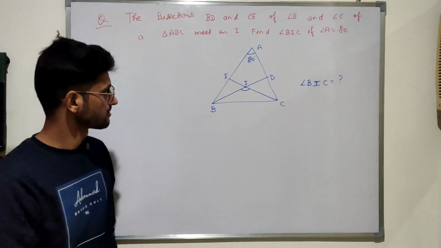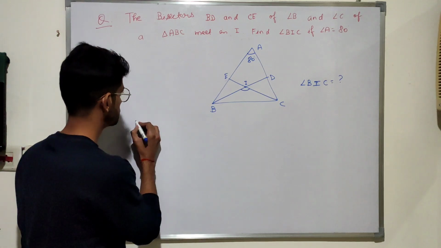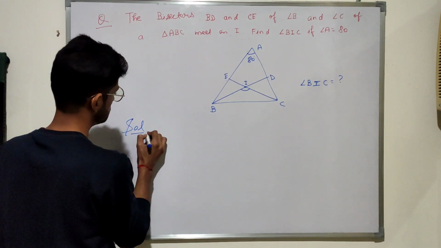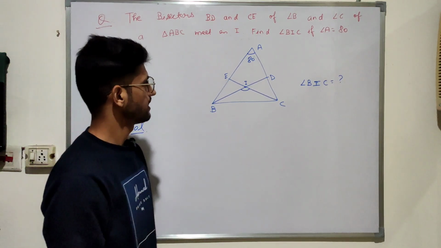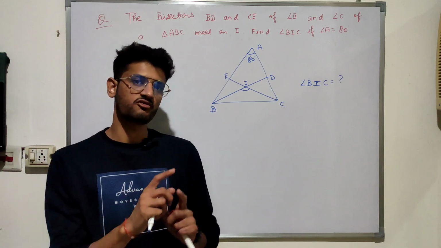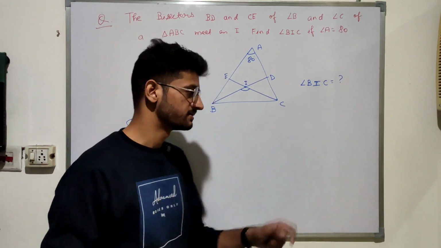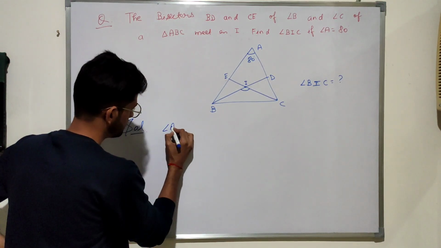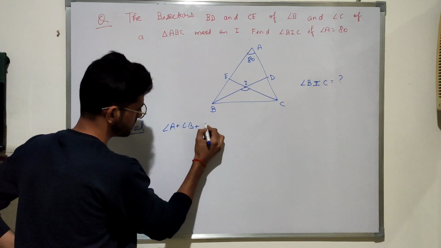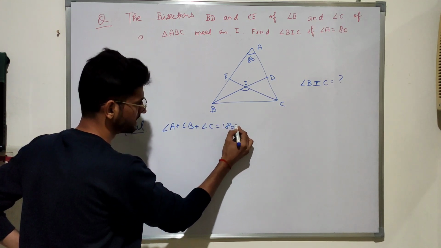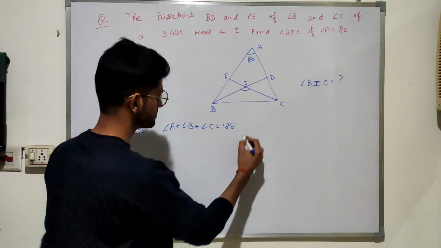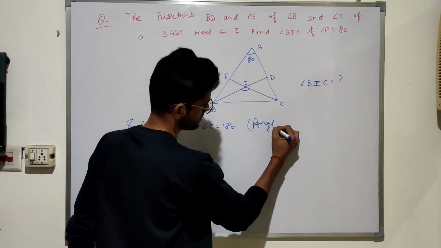So just try it on your own. After this, see the solution. We know the angle sum property of a triangle, that the sum of all the angles of a triangle is going to be 180 degrees. That means angle A plus angle B plus angle C is equal to 180 degrees. This is the angle sum property of a triangle.